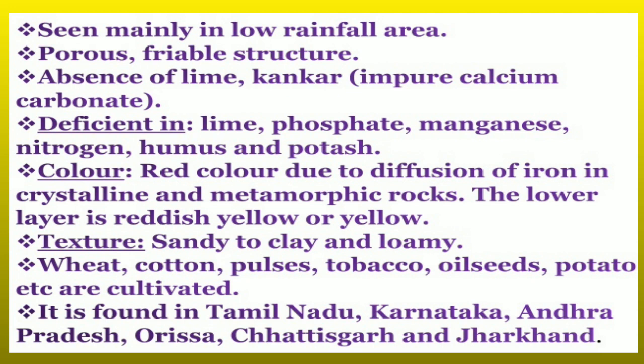What is the texture of this soil? Sandy to clay and loamy. Wheat, cotton, pulses, tobacco, oilseeds, potato, etc. are cultivated there. It is found in Tamil Nadu, Karnataka, Andhra Pradesh, Orissa, Chhattisgarh and Jharkhand. This is all about red soil.